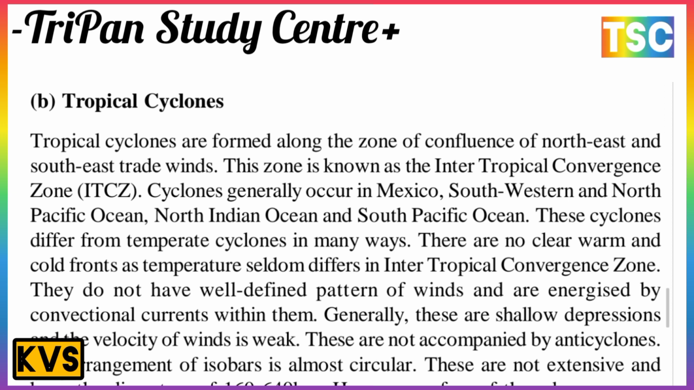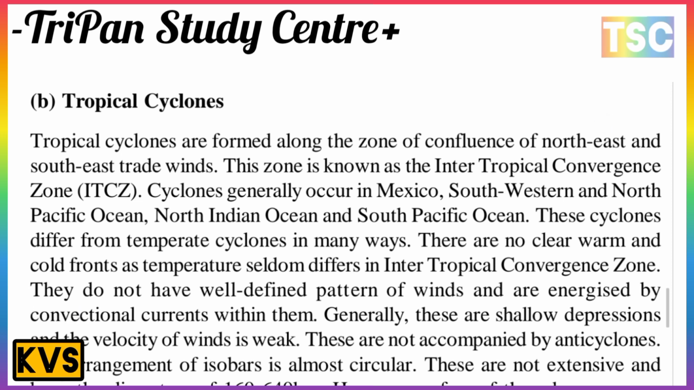The North Indian Ocean and the South Pacific Ocean also have them, and this cyclone is different from the temperate cyclone in many ways. There are no clear warm and cold fronts, as the temperature does not differ much in the intertropical convergence zone. They do not have a well-defined pattern of winds and are energized by convectional currents within them. Generally these are slow depressions, the velocity of wind is high, and they are not accompanied by an anticyclone. The arrangement of isobars is almost circular.